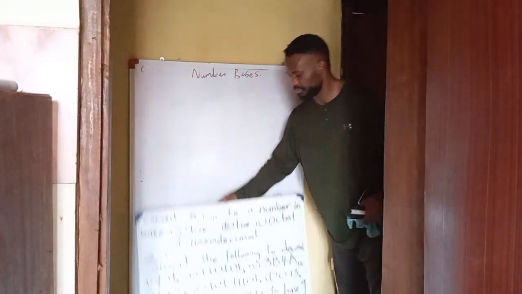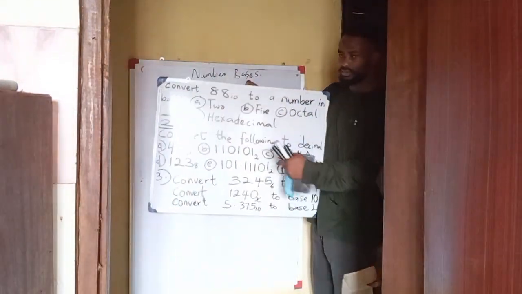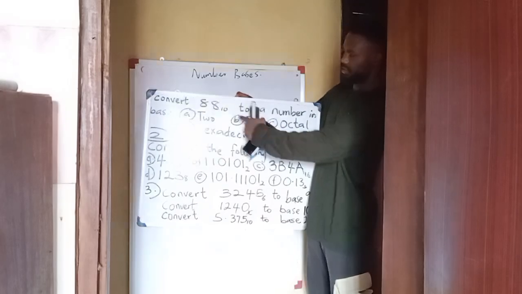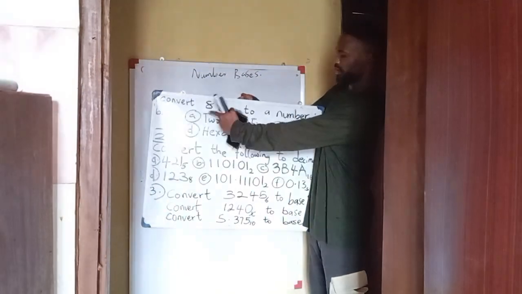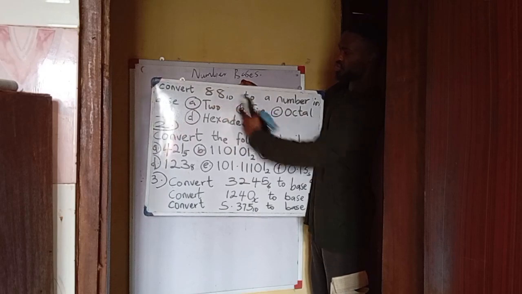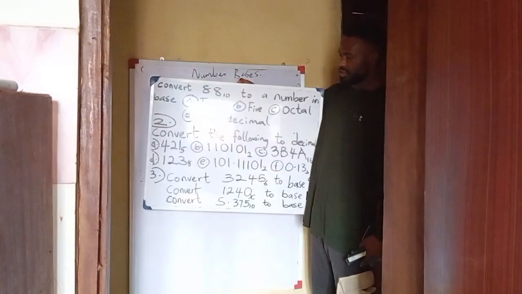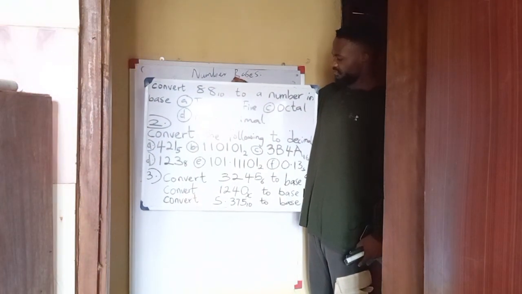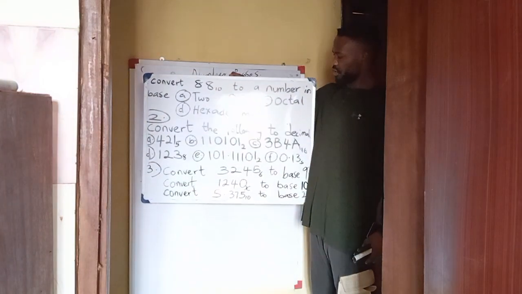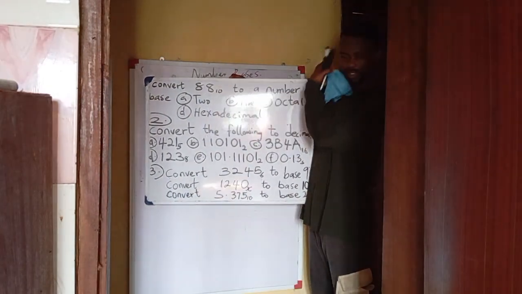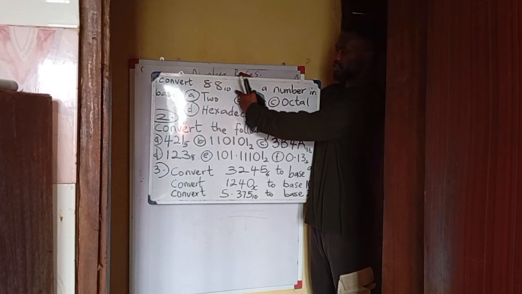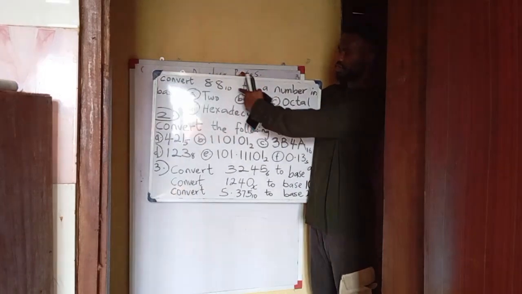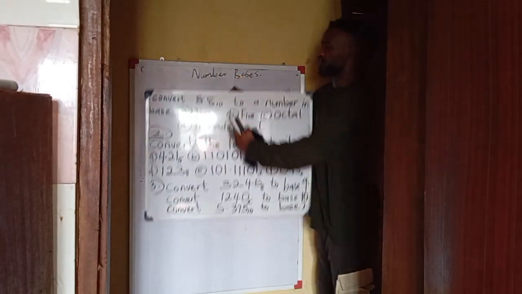So right here we have: convert 88 in base 10 to a number in base 2. Then we also convert to a number in base 5, then to a number in octal, then to hexadecimal. So let's start with the first one. They want us to convert this 88 in base 10 first to base 2.